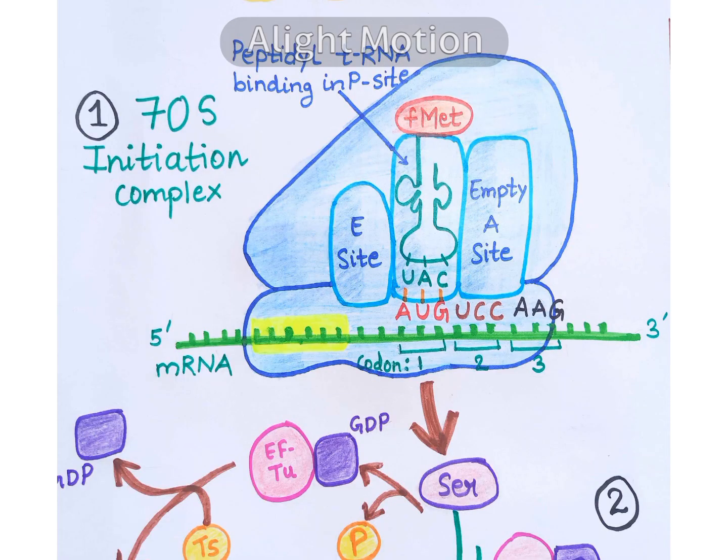This is the 70S initiation complex formed in the first step of translation, that is initiation. Here, the 30S subunit and the 50S subunit of the ribosome are bound together with the initiator tRNA charged with amino acid formylmethionine at the P site of the 30S subunit where the start codon is present.